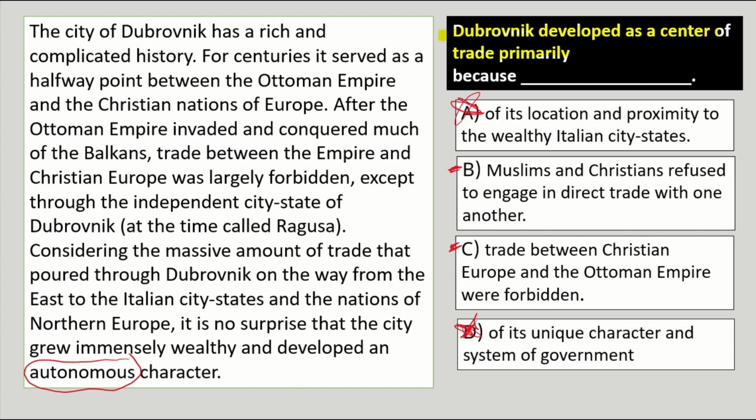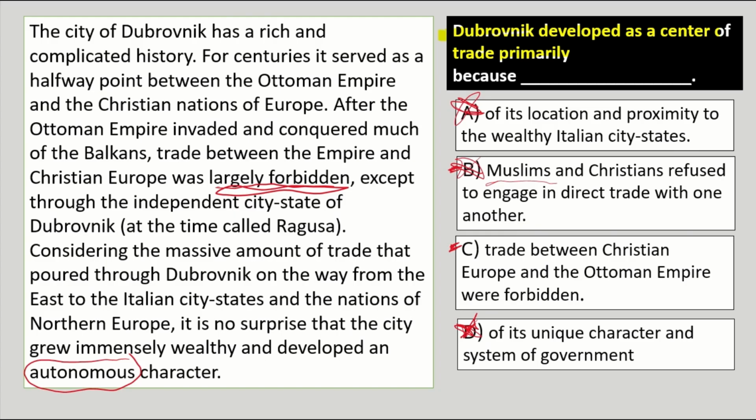So B reads, Muslims and Christians refuse to engage in direct trade with one another. One of the things that I want to say, the reason I want to say no to B is because it's using the word Muslims. And nowhere in the passage did it bring up the word Muslims. For those of you who know, the Ottoman Empire was ruled by Muslims, and you're like, oh, it's going to be B. I'm going to stay away from B because it's introducing a new word into the passage, and also because it's saying they refuse, and it's not necessarily because they refuse to engage. If we come back to the passage right here in the middle, it's telling us that trade was largely forbidden. So it's not necessarily that the Muslims and Christians refused. It's more in line with the fact that they weren't allowed to. So I'm going to say no to B, which leaves C.